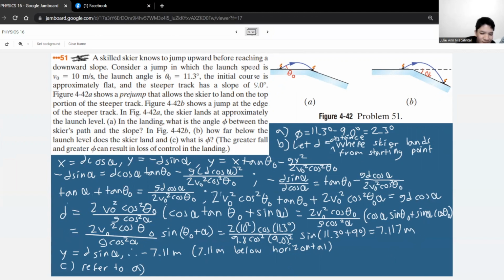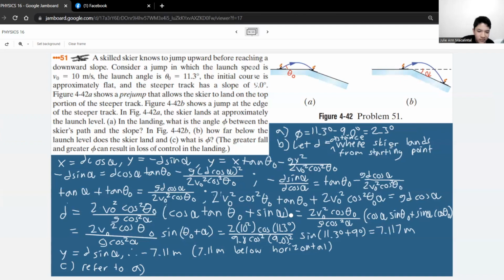Yeah. The initial course is approximately flat and the steeper track has a slope of. Pwede po itong theta 0 can be literally 0 po. At ito, wag mo na yung pag-usapan itong problem na to. Kasi ubos yung oras natin eh. So, tuloy natin to this coming weekend.